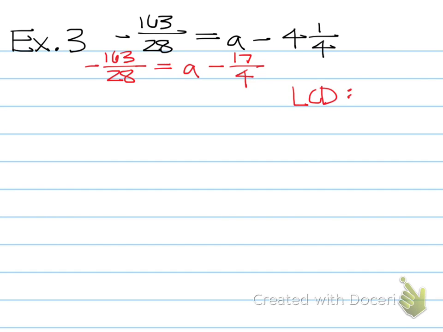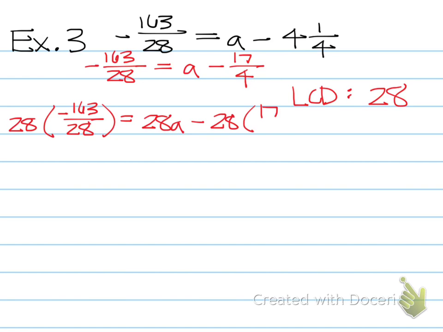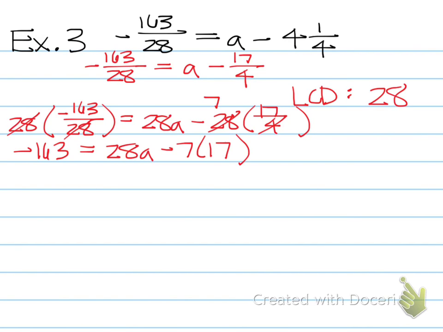Again, we need to find out what our lowest common denominator is. Our two denominators are 28 and 4. The lowest common multiple of 28 and 4 is 28. So that's our lowest common denominator. We're going to multiply everything by 28. When I multiply that first term by 28, the 28s will cancel, leaving me with negative 163.